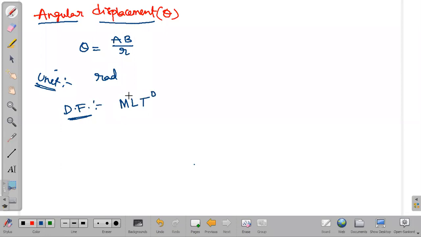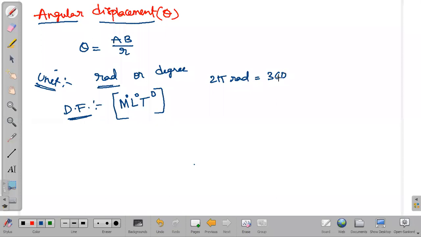So for all of them, we will put 0 only. So this angle is a dimensionless quantity. Okay, it will not have dimensions. Whatever next physical quantities will be there, those will be having dimensions. So the unit of this is radians. Radians or degrees.